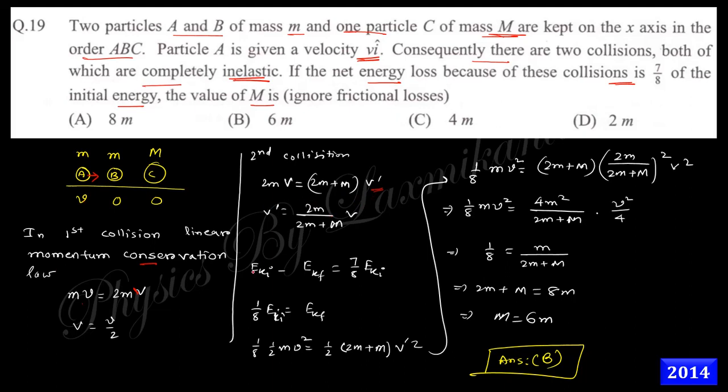It equals like that. The kinetic energy change, initial minus final, is 7 by 8 of the initial kinetic energy. So if you take it on the left-hand side and this on the right-hand side, you will get 1 minus 7 by 8, that is 1 by 8 of the initial kinetic energy. If you put in this value, 1 by 8 times half m v square for the initial, and half times the total mass times v prime square for the final, putting the value of v prime like that, and capital V is nothing but v by 2, and calculating, you will get capital M equals 6m. So option B is the correct answer.